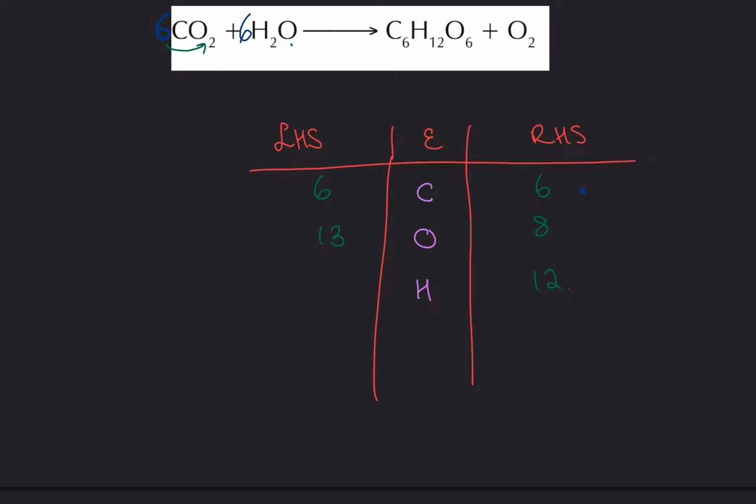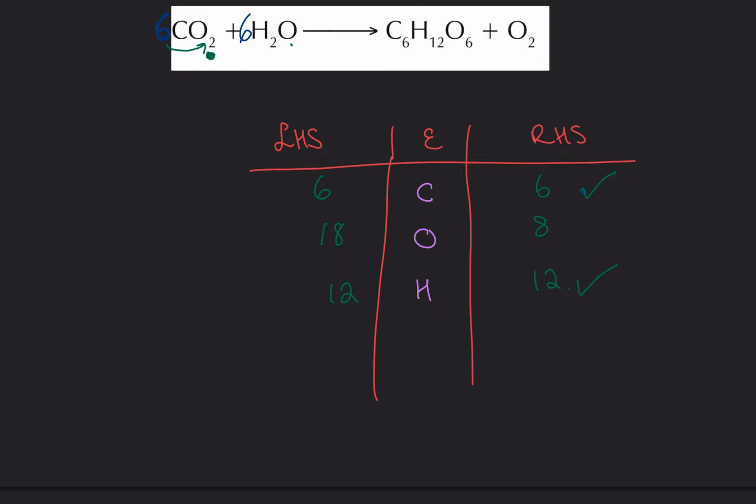Now let's see what we need to do, if we need to do anything with the oxygens. So 6 carbons, that's fine. 12 hydrogens each side, that's okay. So let's take a look at the oxygens. Over here on the left hand side, I have 6 times 2, which is 12 on this side, plus another 6. So I have 18 oxygens here.